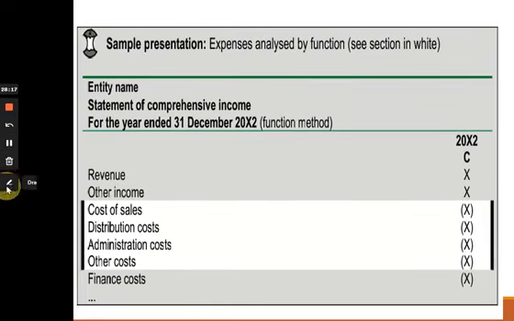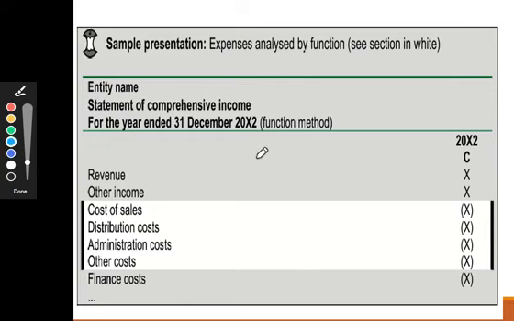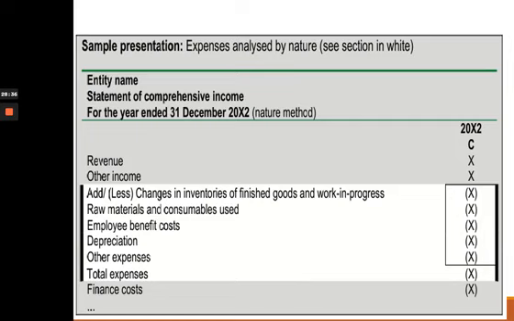So when we are looking at the function method, the headings, everything is the same. Here we have revenue, so that would be our sales. Cost of sales would be part of sales. And then we have distribution, admin, and other. So as opposed to our nature method, when we could actually see what the expenses were, we could see there were raw materials and consumables, employee benefit costs, and depreciation.